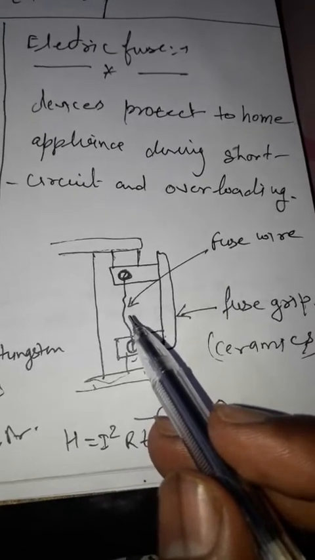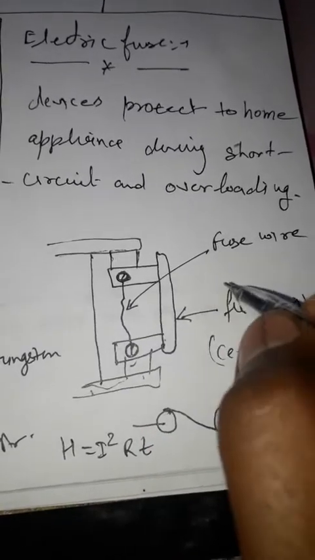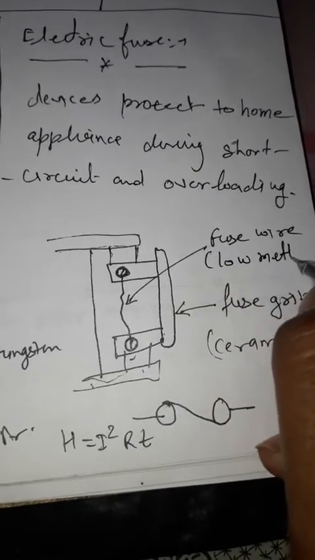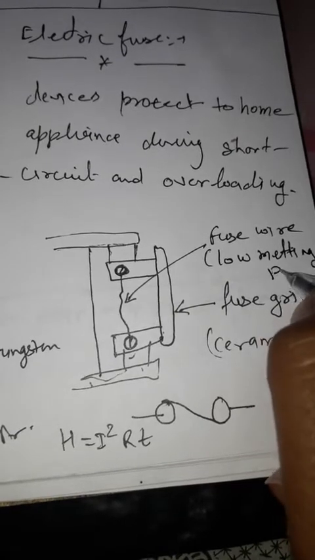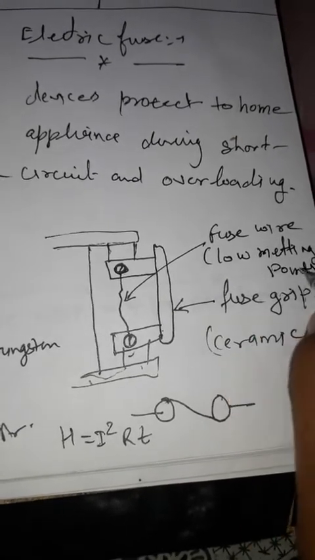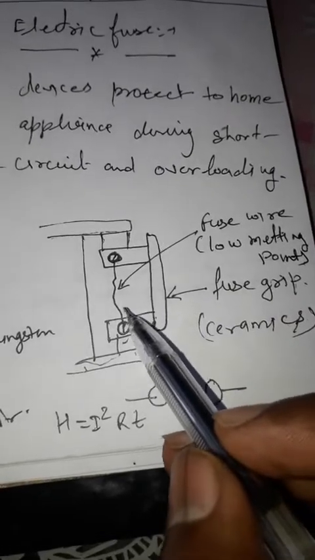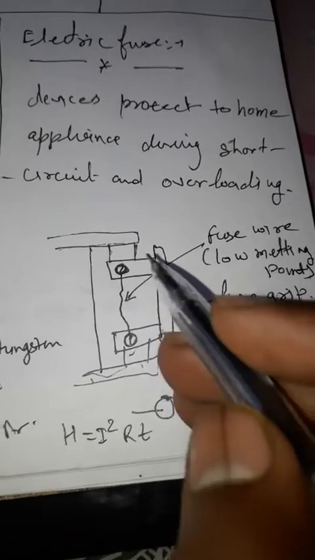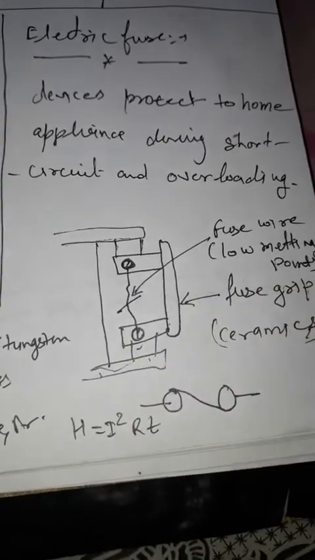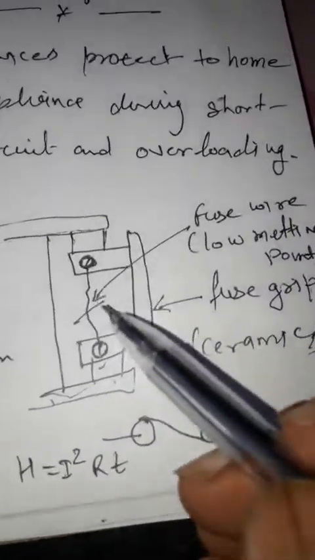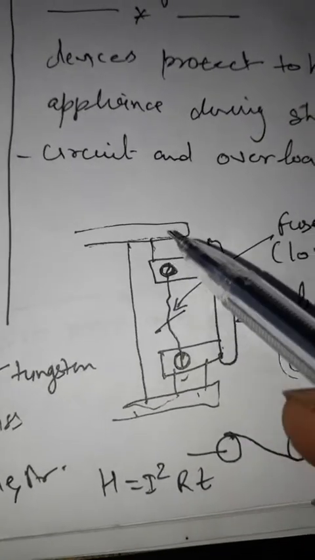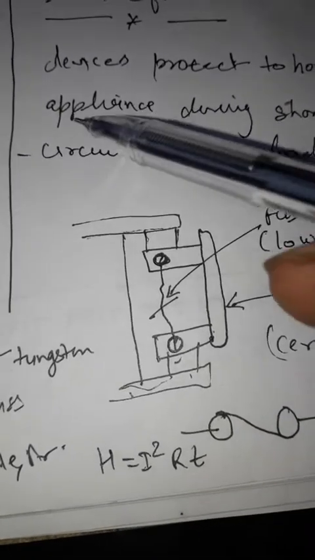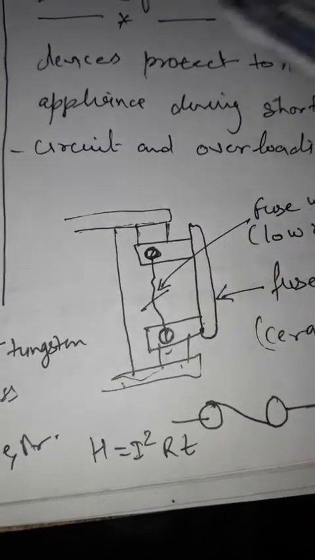But one more characteristic of this device is its low melting point. What happens from this low melting point? When high heat is produced, the wire melts and hence breaks from here. When this wire breaks, the circuit becomes an open circuit and no further current flows through it, so that our home appliances become safe.